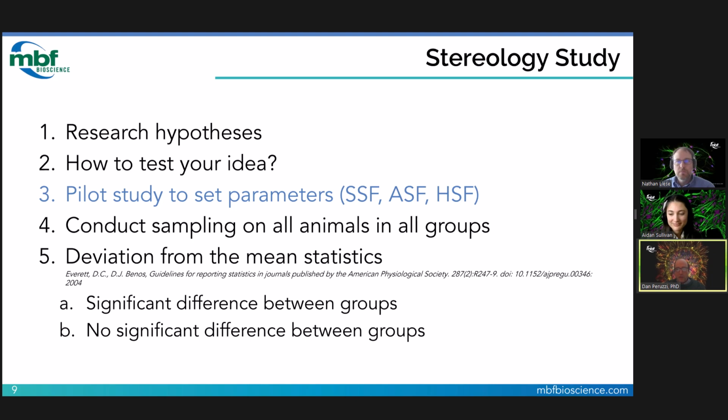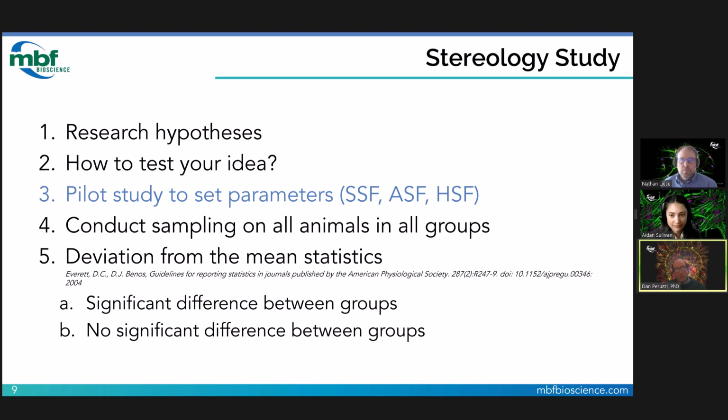Number 3 is the pilot study, and as Nate has stressed, the whole idea of the pilot study is we're trying to figure out how many sections to skip, what percentage of the area to sample, what percentage of the height to sample. Section subfraction, area subfraction, height subfraction. Once we figure that out, number 4 would be to go ahead and use the probe on all the animals in all the groups, and then perform your deviation from the mean, classical statistics. There's a reference there that is a good guideline to help with that.